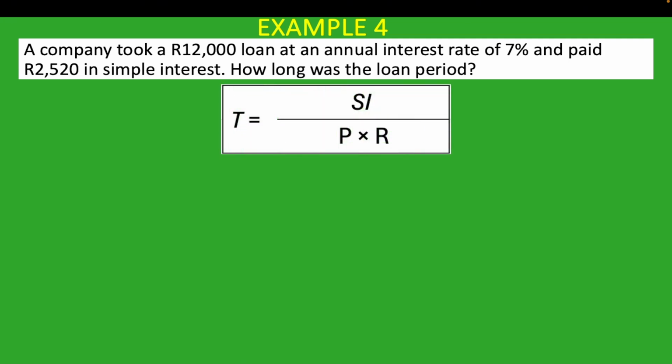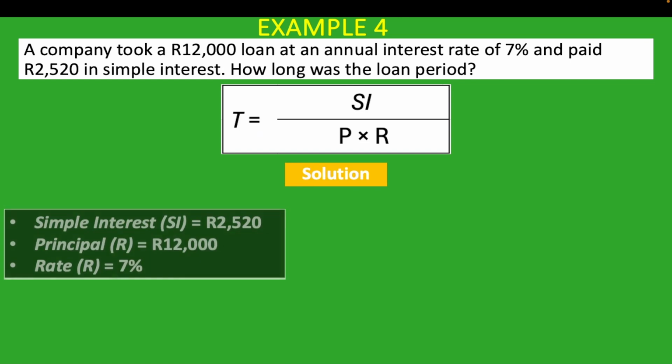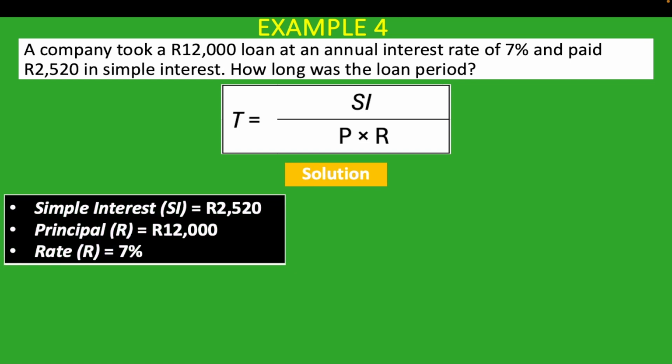And so what is the formula for calculating the time period? Well, as usual, it's quite easy. Time period is equal to the simple interest divided by the principal amount multiplied by the rate of interest that we are given. And so what are our elements here? As we have mentioned them, simple interest 2,520 Rand, principal amount 12,000 Rand, and the rate of interest 7%.